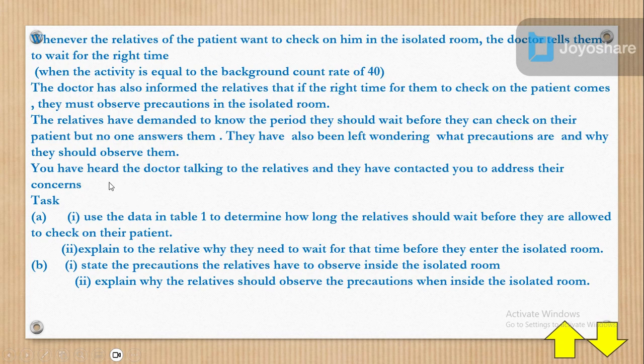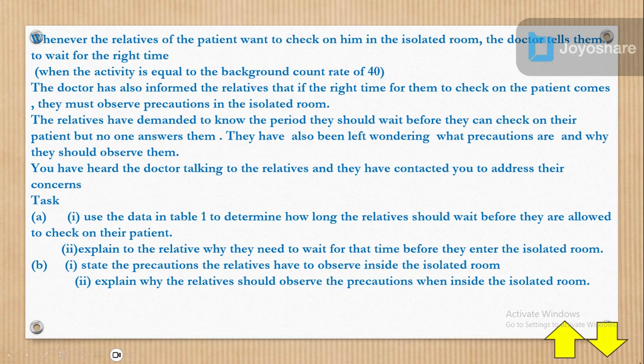Okay, you have heard the doctor talking to the relatives and they have contacted you to address their concerns. Tasks part A, number 1. Use the data in table 1 to determine how long the relatives should wait before they are allowed to check on their patient. Now, how long should they wait?